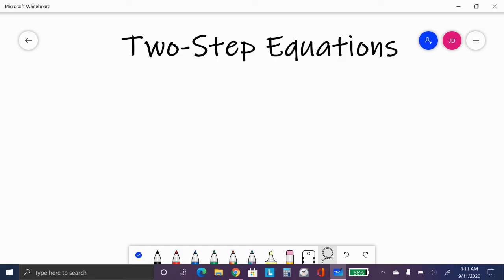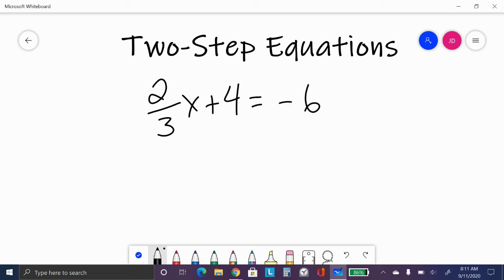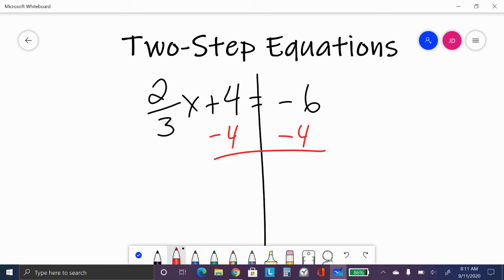All right, let's throw one in with a fraction. 2/3 x plus 4 equals negative 6. Line down the equal sign. Again, I want to get rid of any addition or subtraction first. So I subtract 4 from both sides, and I get 2/3 x equals negative 10.